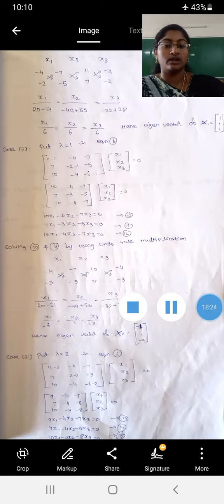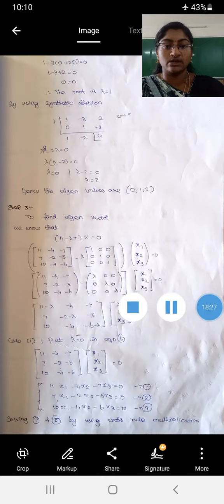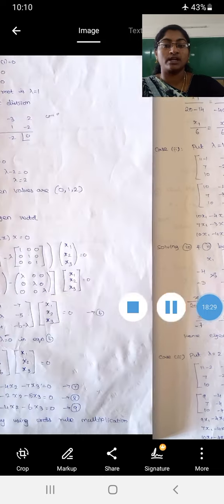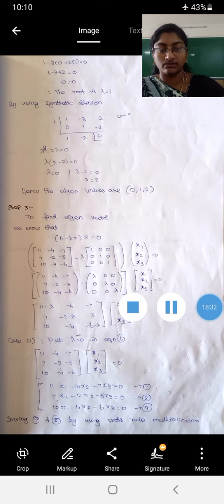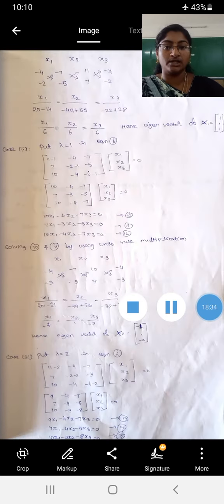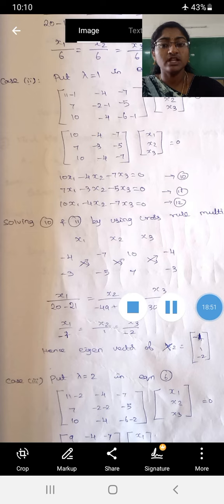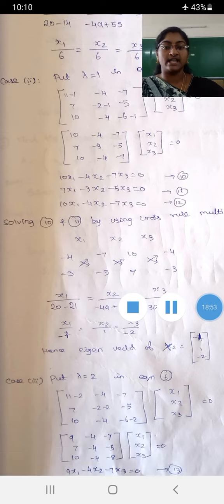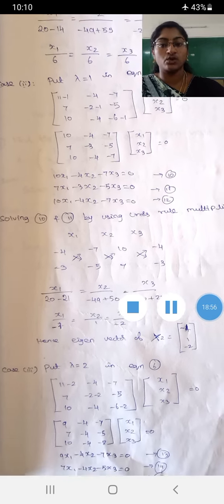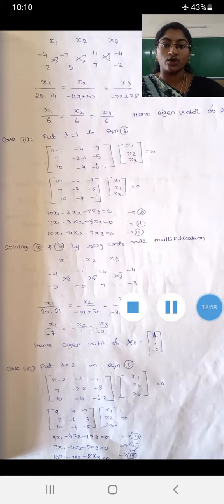Similarly, in case 2, our next eigenvalue is 1. So put lambda equal to 1 in equation 6. In the same equation 6 we are putting lambda equal to 1, so in our diagonal the lambda value becomes 1. By solving, we get the matrix, and we take the first row, the second row, and the third row with x1, x2, x3. We will get equations 10, 11, 12. Our 10th equation and 11th equation are different, so we solve 10 and 11 by using cross rule multiplication.